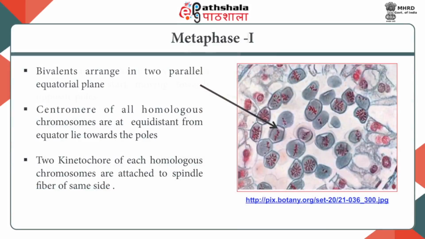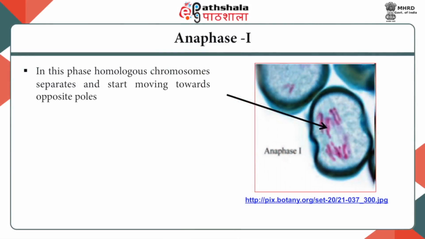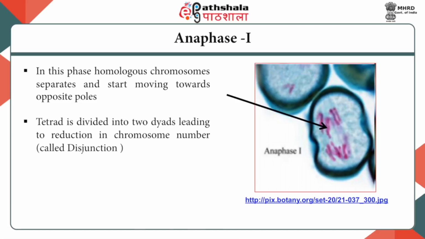During the anaphase 1 of meiosis 1, homologous chromosomes separate and start moving towards opposite poles. So in this phase, tetrad is divided into two dyads, leading to the reductional division. Chromosome number becomes half.